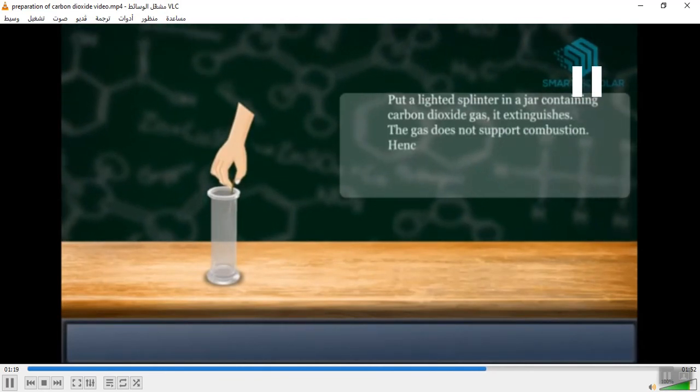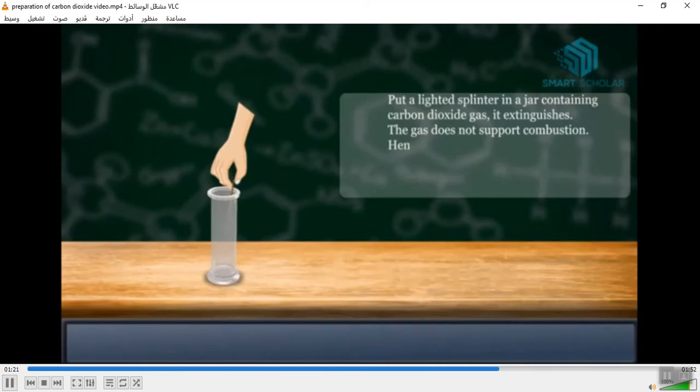It extinguishes. See what happens when I put a burning candle or a lighted splinter, as it is here in the video. What will happen? It extinguishes because carbon dioxide doesn't help in burning. It is opposite to oxygen gas. The oxygen gas helps in burning.